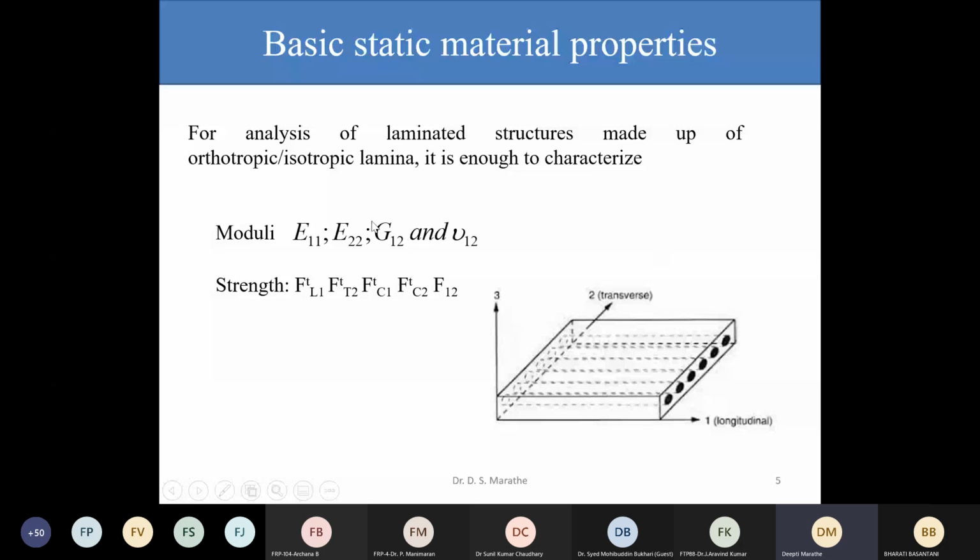G12 is the shear modulus, and mu12 is the primary Poisson's ratio. So I need to characterize all these moduli, and what I need to characterize is the tensile strength in the longitudinal direction, the ultimate strength in the transverse direction, the compressive strength in direction 1, that is longitudinal, and in direction 2, and the shear strength. So these are the moduli, and these are the values of strength that I need to characterize, so that once I know all these properties, I can use them further for designing of the composite.